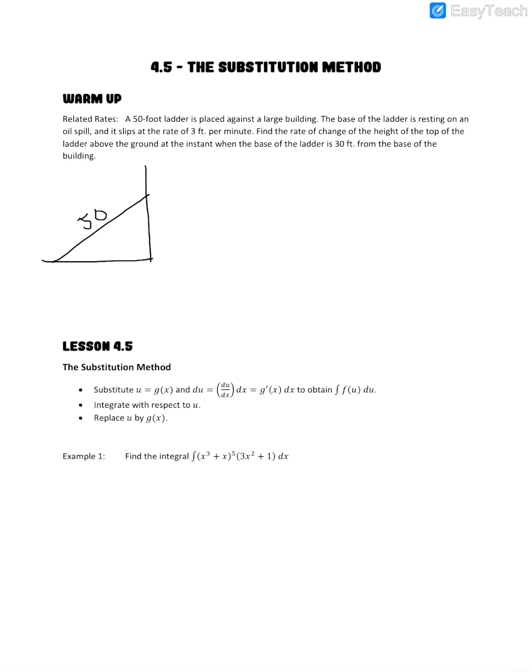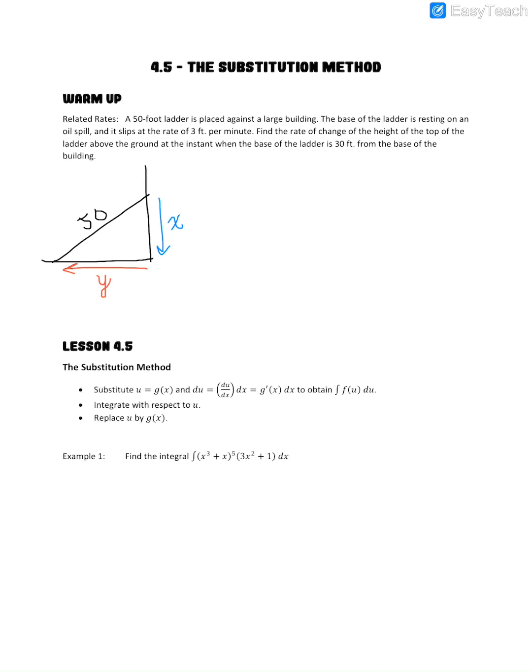Okay, then it says that two things are changing. So the base of the ladder is sliding away from the building. I'm going to call that Y. You can call it whatever you want. So if you called it something else, you don't need to change that. And also the height where the ladder is touching the building is changing because it's sliding down. I'm going to call that X. Okay, so I have two variables.